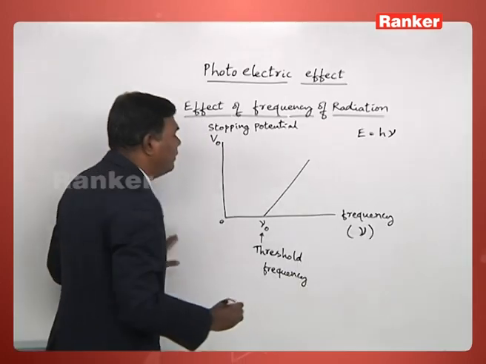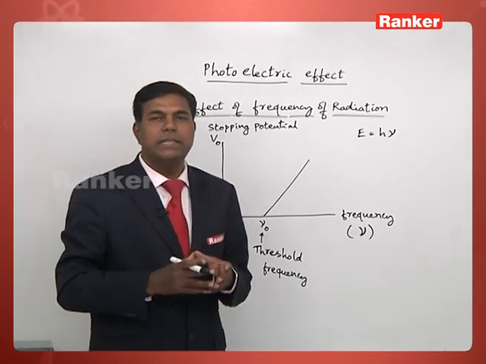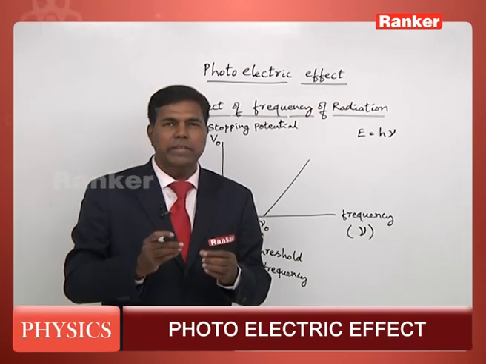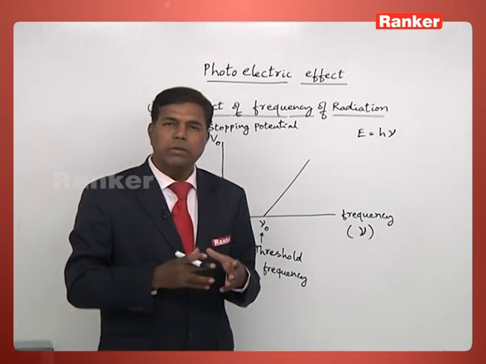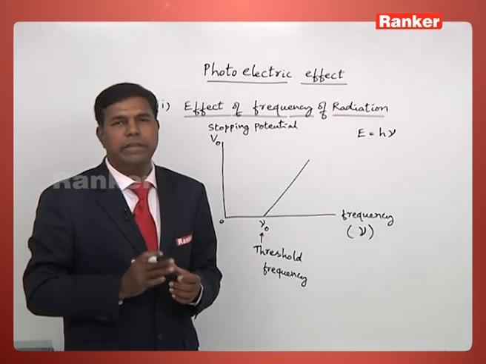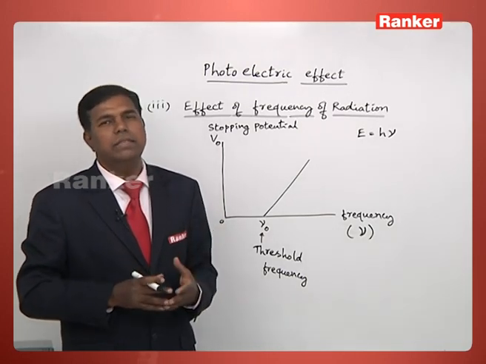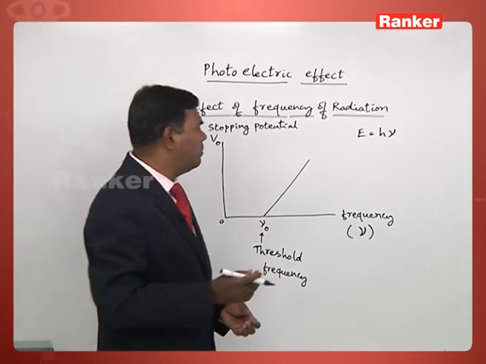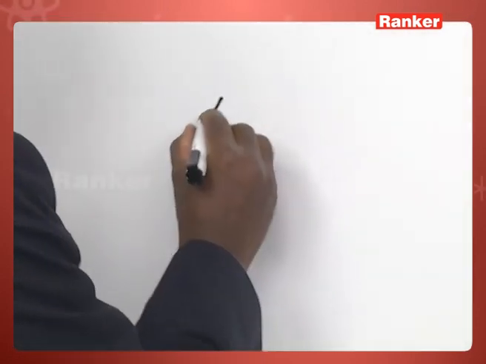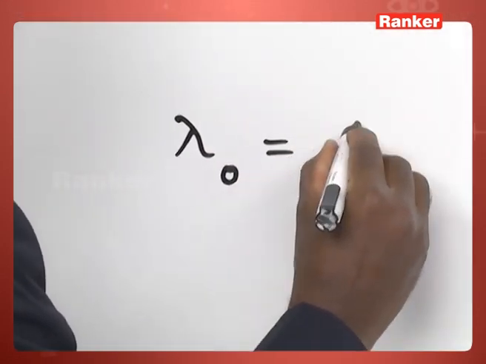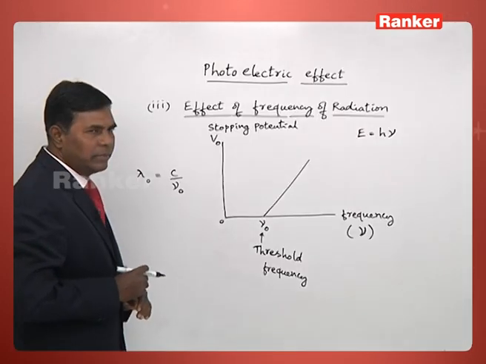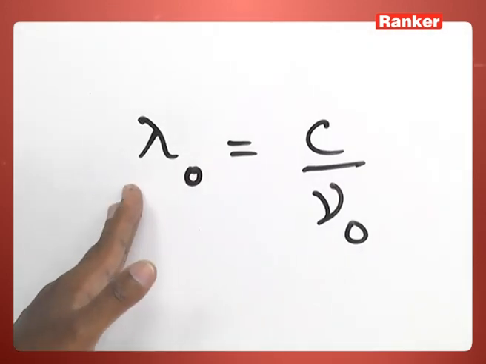You can define threshold frequency as the minimum frequency of incident radiation below which the photoelectrons are not emitted, and the corresponding wavelength is known as threshold wavelength. For example, if nu naught is the threshold frequency, then threshold wavelength lambda naught will be equal to c by nu naught. Here c stands for velocity of light. So, this is threshold wavelength lambda naught.